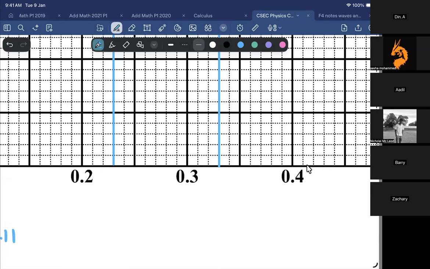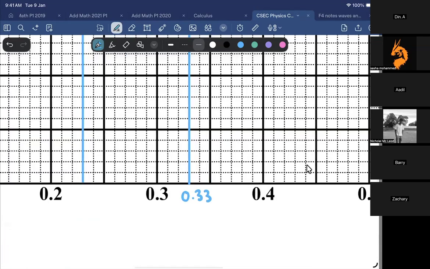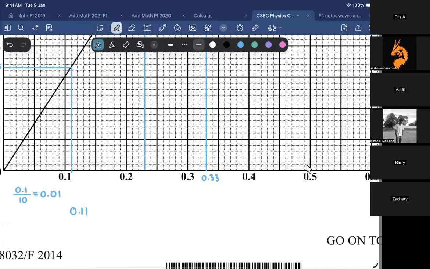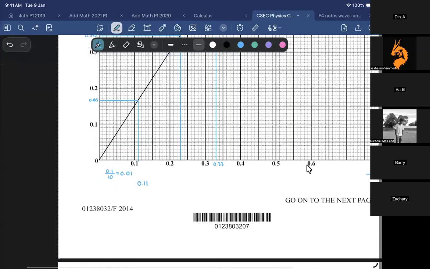0.33. Yes, sir. Is anybody confused by that? No, sir. All right. Because it's 3 small blocks after 0.3. So that'll be 0.03, adding on to 0.3. You get 0.33. Cool.